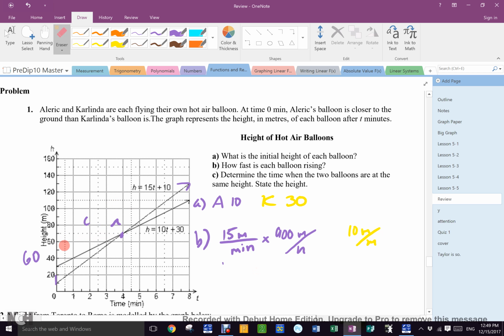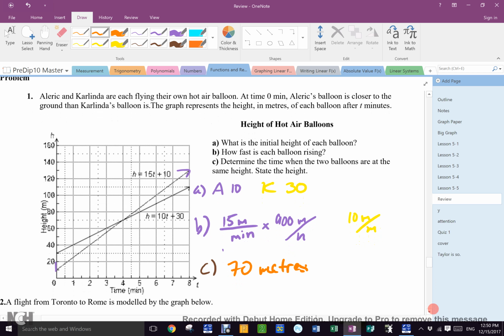Okay, and finally, determine when the balloons are at the same height. When they're at the same height? 70 meters. I'm aware of that. That's kind of why I try to time it that way. So I get the help of them doing it, and they get the help of me doing it at the same time.